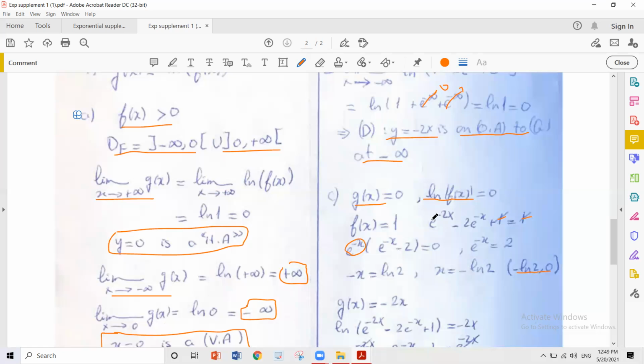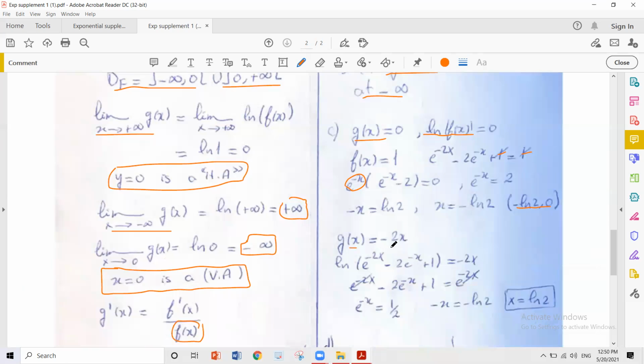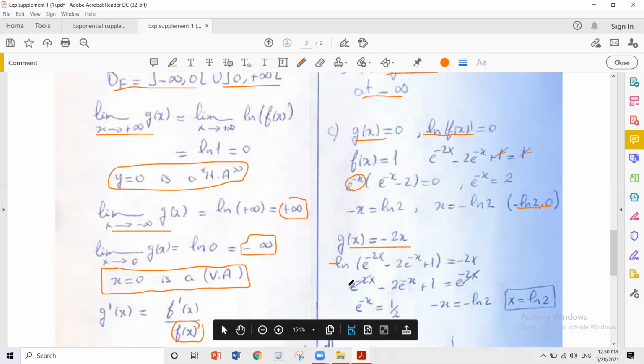We replace f(x) by its value. Now g(x) equals minus 2x: ln of e to the minus 2x minus 2e to the minus x plus 1 equals minus 2x. To remove ln, I take the exponential of each side. Then e to the minus 2x minus 2e to the minus x plus 1 equals e to the minus 2x. The e to the minus 2x terms cancel, giving 0.